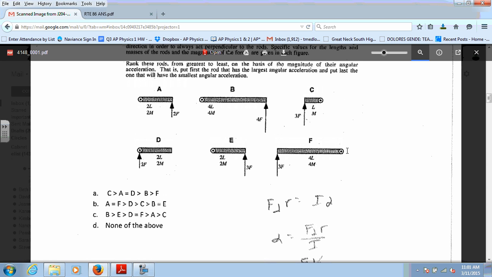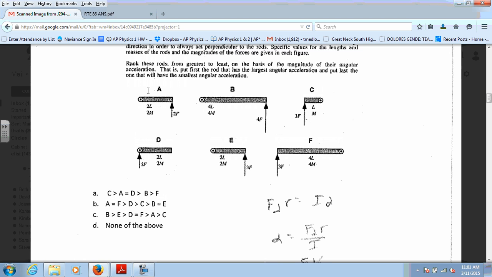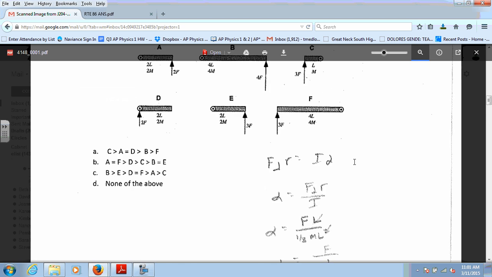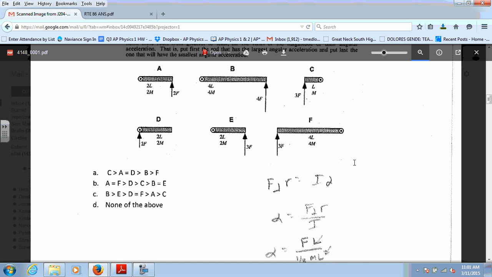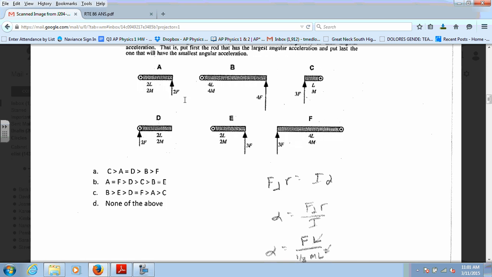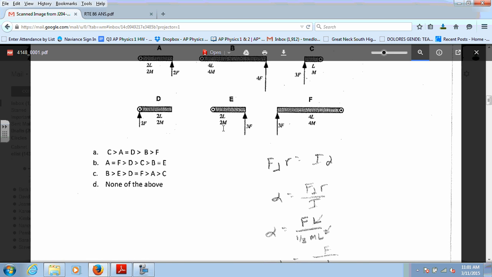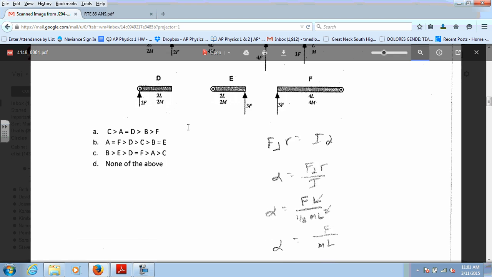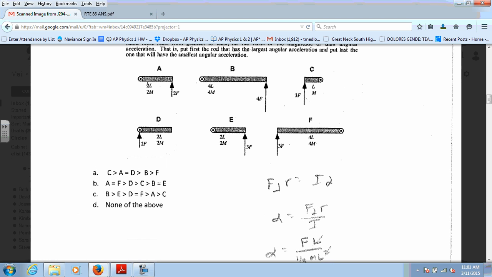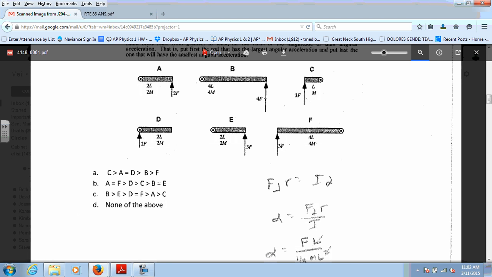And so if you just put in the force of each one, for example, A would be 2F for the force. The mass would be 2m, and L would be 2L. So it would simply be 2F over 2m, 2L. So basically it's this divided by this. Here would be this divided by this. So this would be 4F divided by 4L times 4M. This would be 3F divided by L over M, and so on.